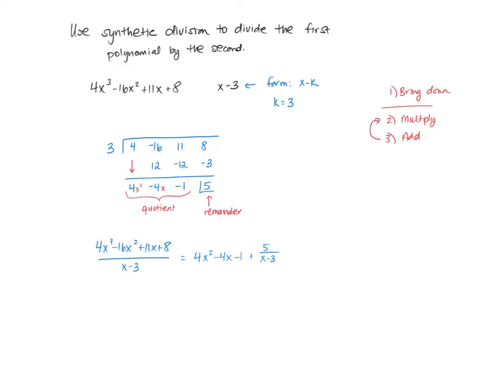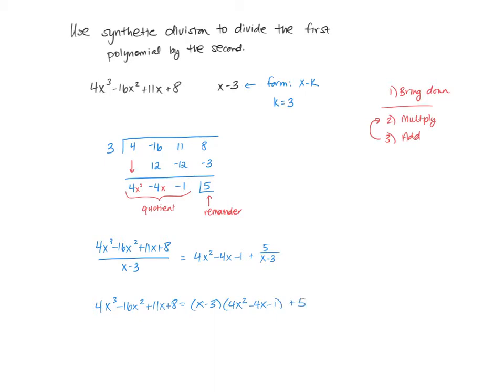We'll also sometimes see this written in the form of what we call the division algorithm. Essentially, you can think of taking this answer and multiplying everything by x minus 3. So we've also found that our original polynomial, 4x cubed minus 16x squared plus 11x plus 8, is equal to x minus 3, the divisor, the thing doing the dividing, times 4x squared minus 4x minus 1, plus our remainder.